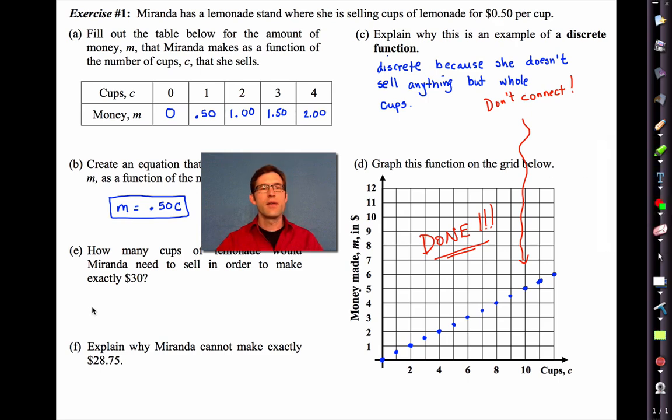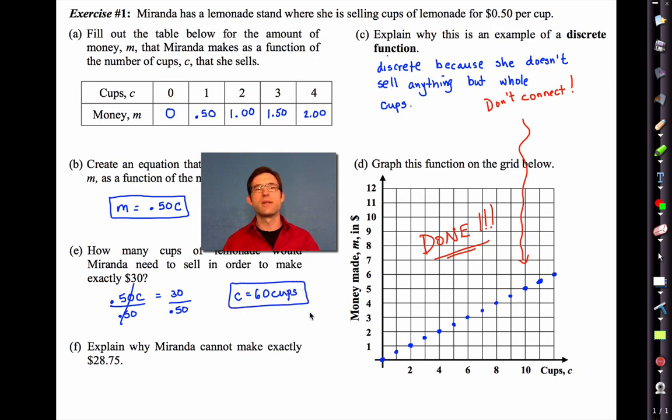Letter E, how many cups of lemonade would Miranda need to sell in order to make exactly $30? This is where we can use our equation, right? We can literally ask the equation, how many cups will make 0.50 times C equal to 30? That's actually pretty easy, especially if you think about it as 2 cups for $1. Then it's no great surprise when we find out that we'll need to sell 60 cups.